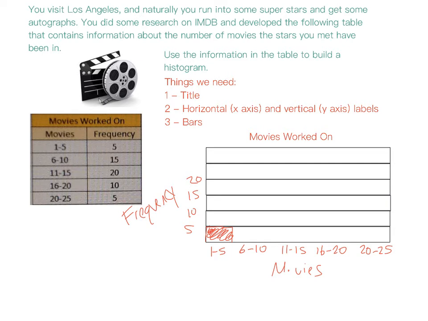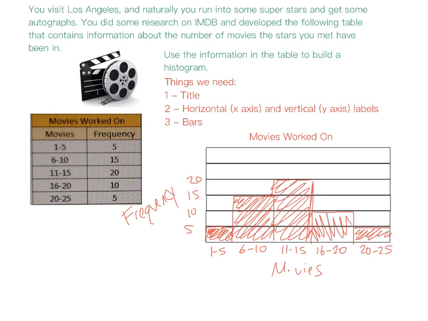Okay, now how about how many people did you meet that were in 6 to 10 movies? Well, here's our 6 to 10, and you met 15 of those folks, so we're going to go up to the 15. A new bar, it's connected like that, and not like that, more like that. Stylus, not the greatest tool, but it works. Alright, 11 to 15, I think you get the idea, so why don't you go ahead, pause the video, and finish this out. Alright, so there you go.